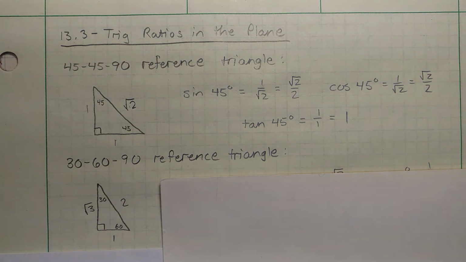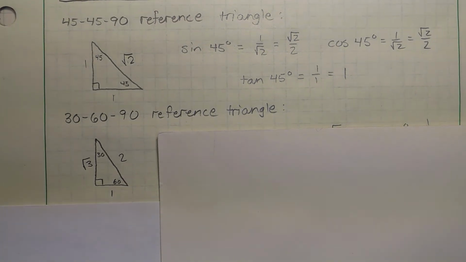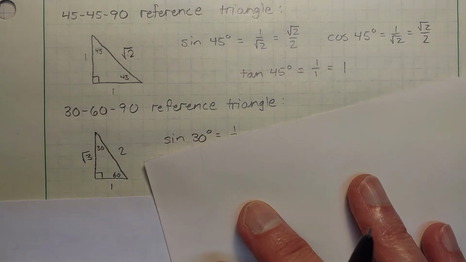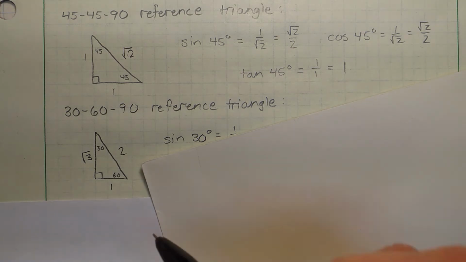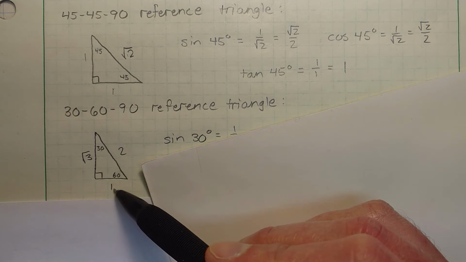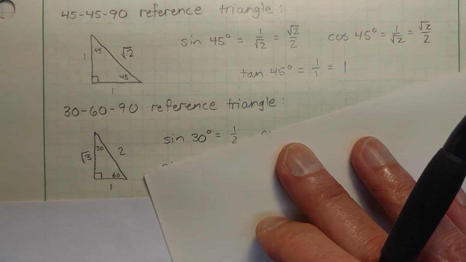Now I can go ahead and figure out the trig ratios for the angles in a 30, 60, 90 right triangle, namely 30 and 60. So to start with here, we've got the sine of 30. Looking for the sine of 30, if this is my 30-degree angle, the opposite side is 1. That's opposite of 30. Hypotenuse is 2, so I have 1/2.